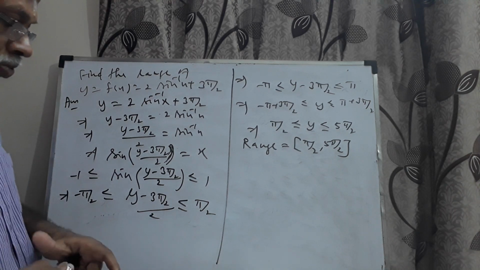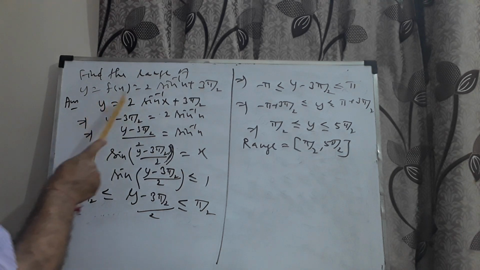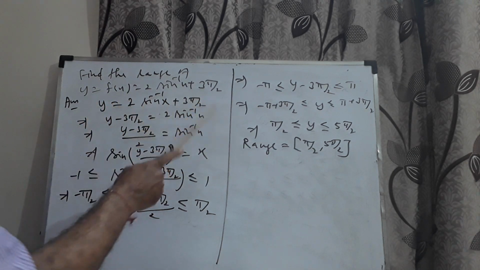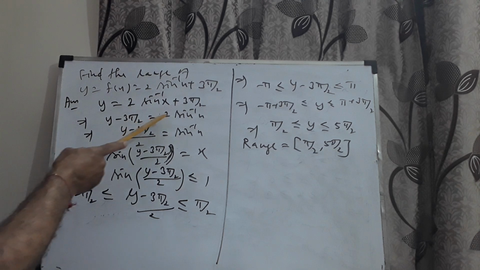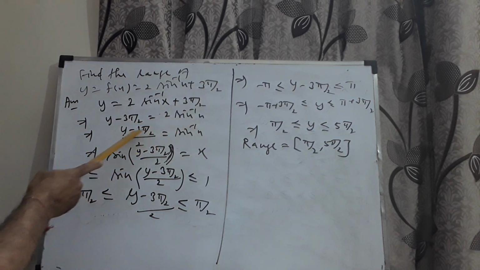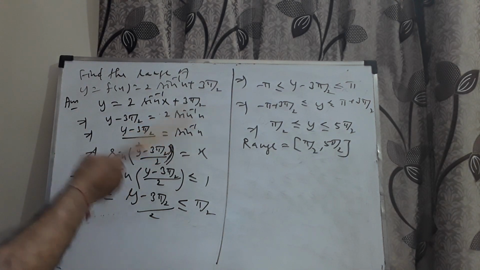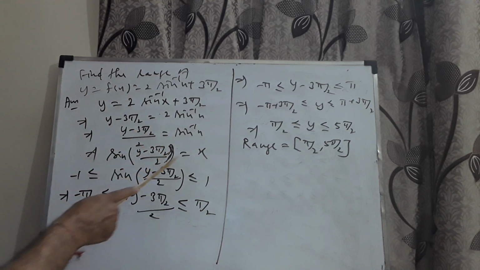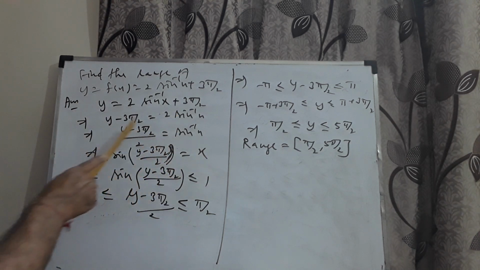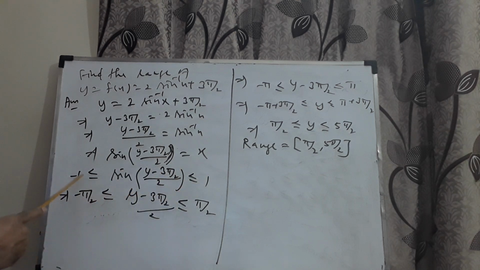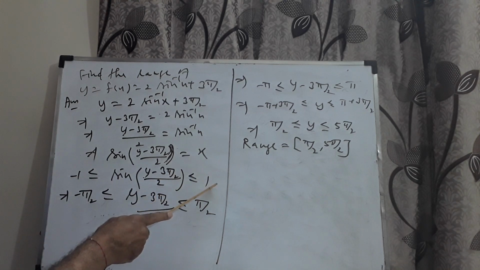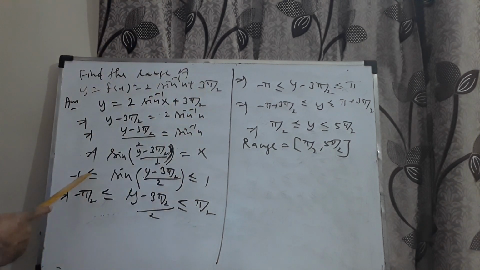Let me just repeat the whole process. y equal to 2 sine inverse x plus 3 pi by 2 is the question given to you. y minus 3 pi by 2 is 2 sine inverse x. y minus 3 pi by 2 by 2 is sine inverse x. Sine of (y minus 3 pi by 2) by 2 is x. The maximum value taken by any sine curve is 1 and the minimum value is minus 1. Minus 1 is less than or equal to sine of (y minus 3 pi by 2) by 2, less than or equal to 1. Taking sine inverse throughout, sine inverse minus 1 is minus pi by 2, and sine inverse 1 is pi by 2. Here sine inverse sine quantity will be as it is.